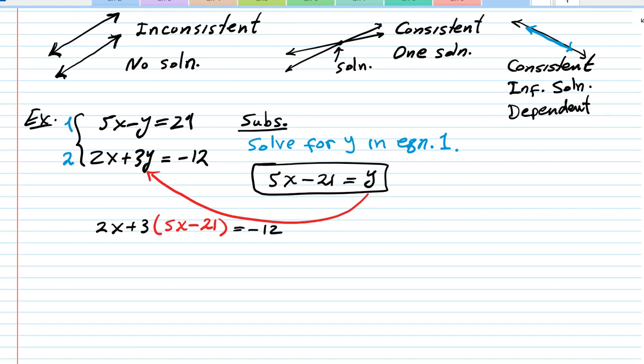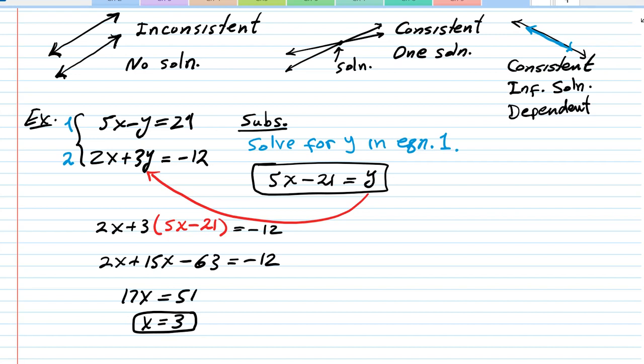Next step, I need to isolate x because I have parentheses. We're going to use the distributive property in order to combine like terms. 3 times 5, might as well write that as 15x. Negative 3 times 21 is negative 63, equals negative 12. Okay, and then I can solve this for x. Combine like terms, I get 17x. Add 63 to both sides. That makes it 51 on the right side. Divide both sides by 17. 17 times 3 is 51. So x must be 3.